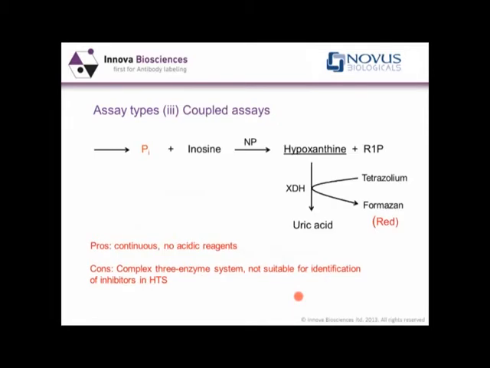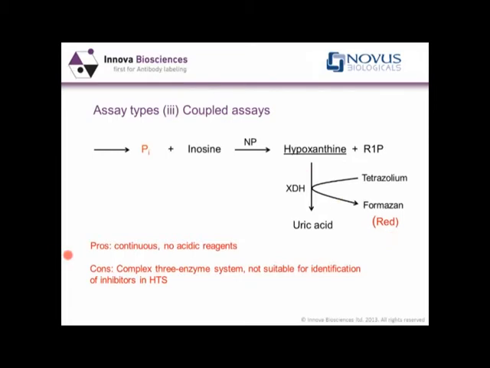Okay, the third assay type that you might come across are the coupled assays. Again, phosphate is generated from a reaction. It's then reacted with another molecule, this is just one example, inosine, which is converted by nucleoside phosphorylase to hypoxanthine, which in turn is converted into uric acid. Concomitantly, tetrazolium salt is converted into formazan, which is red.